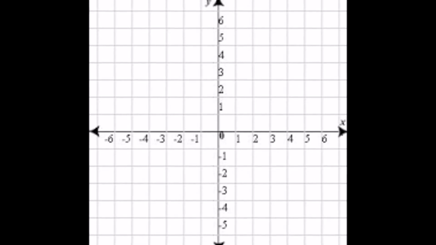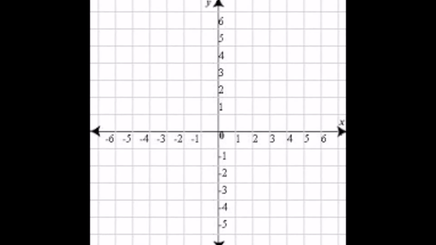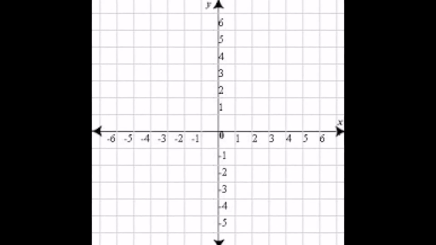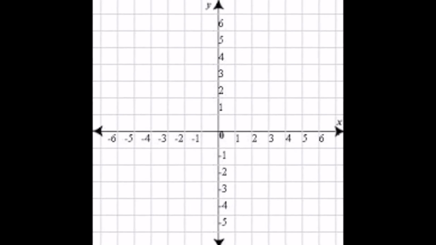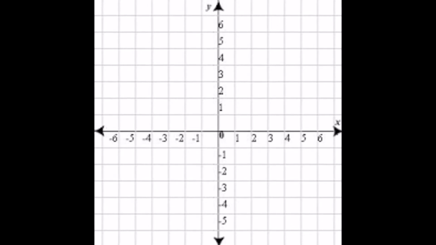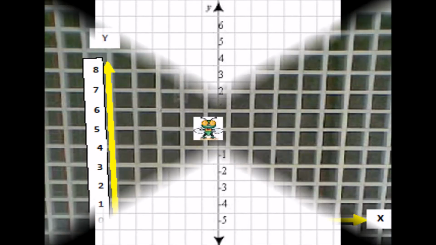The origin is the point where the x and the y axes meet. This point is also called 0, 0. But before we go any further, it is important that we learn how to plot points on the plane first.